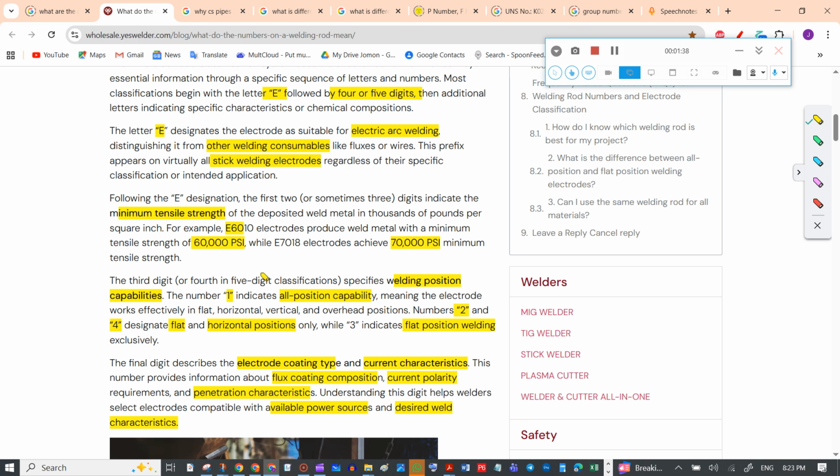The third digit indicates welding position. 1 indicates all position, which means electrodes can effectively work in flat, horizontal, vertical, and overhead positions.